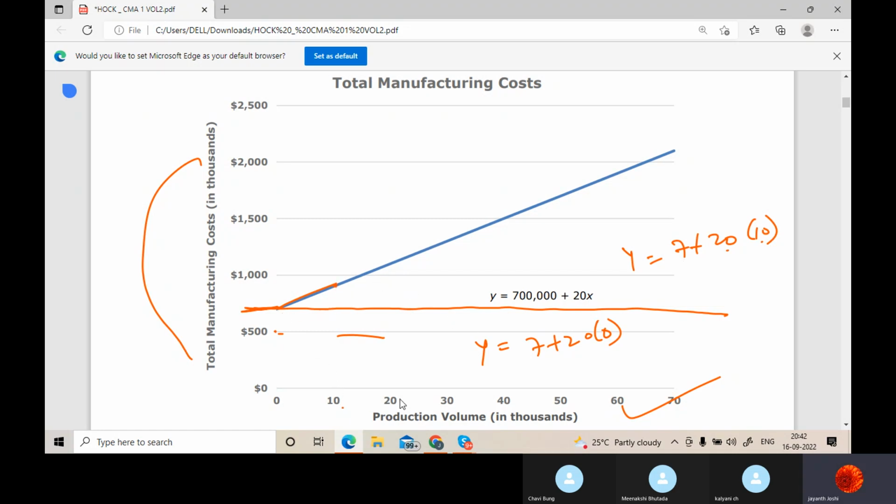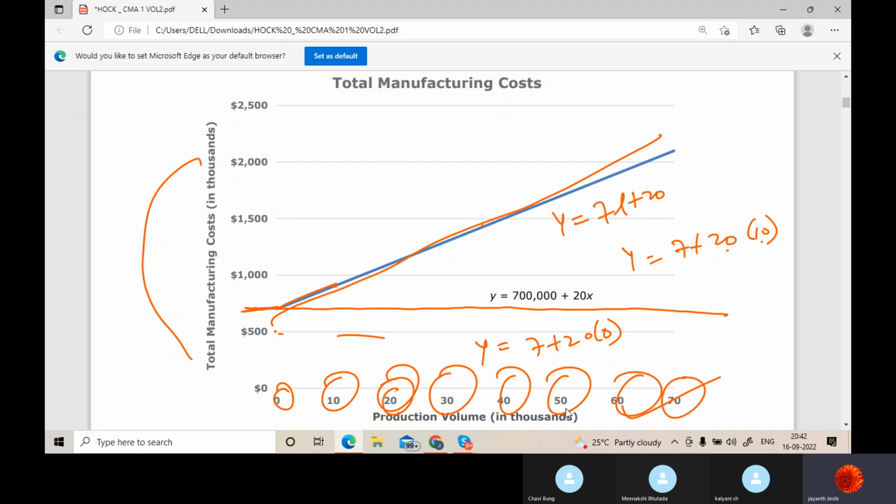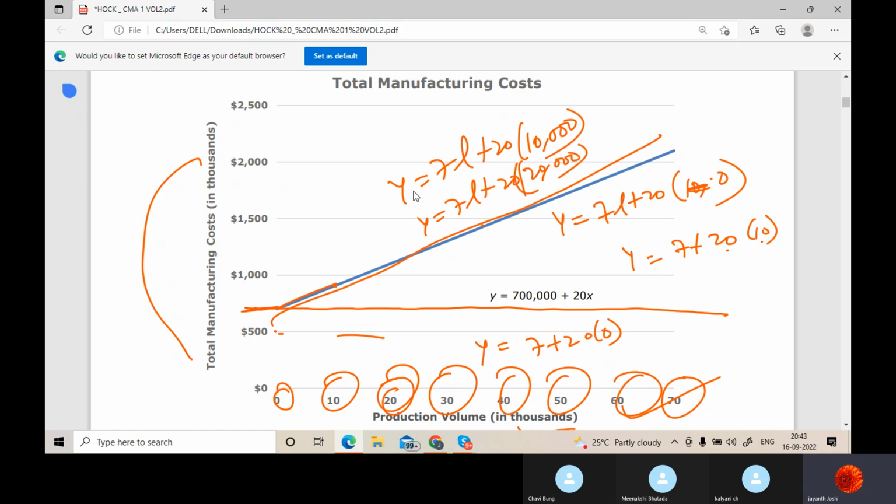And again, if you take 20, you'll get it here, 30 you'll get it here, so it will keep on increasing. Okay, hopefully you can take this y is equal to 7 lakh plus 20 into 0, 10, 20, 30, 40, 50, 60 thousands. Okay, 20 into 10,000, 0 first. Then y is equal to 7 lakhs plus 20 into 10,000. Then y is equal to 7 lakhs plus 20 into 20,000. You can take up any value and you can get the values. Okay.